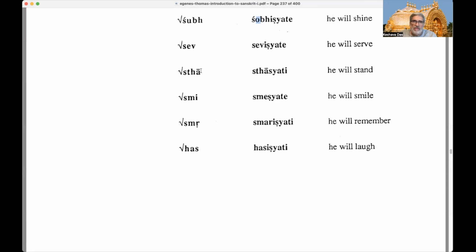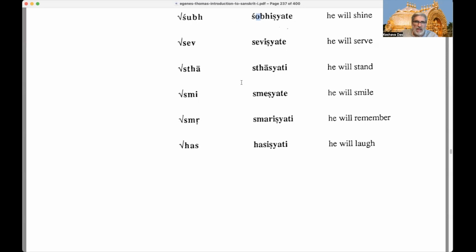So stha ends in a long a, so strengthening doesn't do anything to that long a. So we get stha plus sya, the future marker, plus t, the third person active singular ending. Okay, sthasyati. I'm wondering if it might also be tishthasyati. Tishthasyati. I don't know, maybe he will stand.